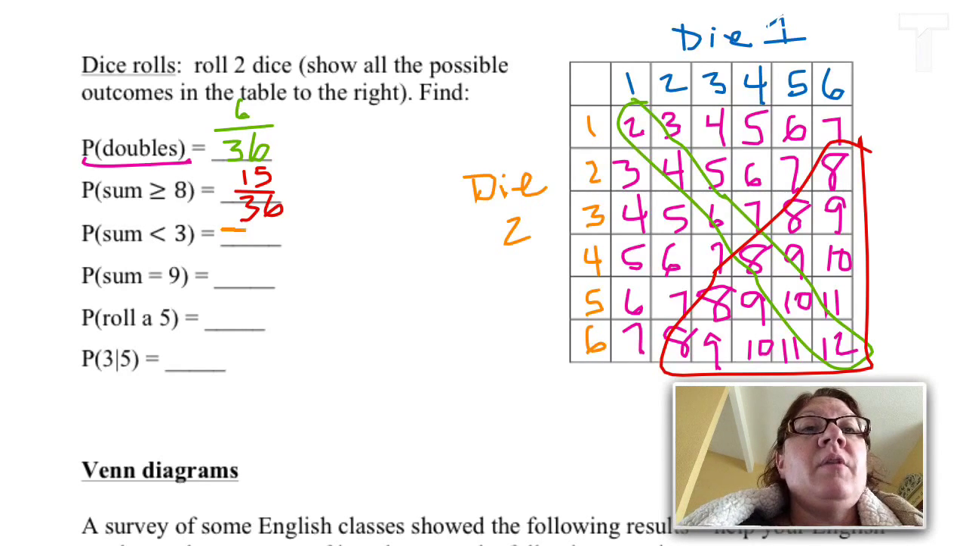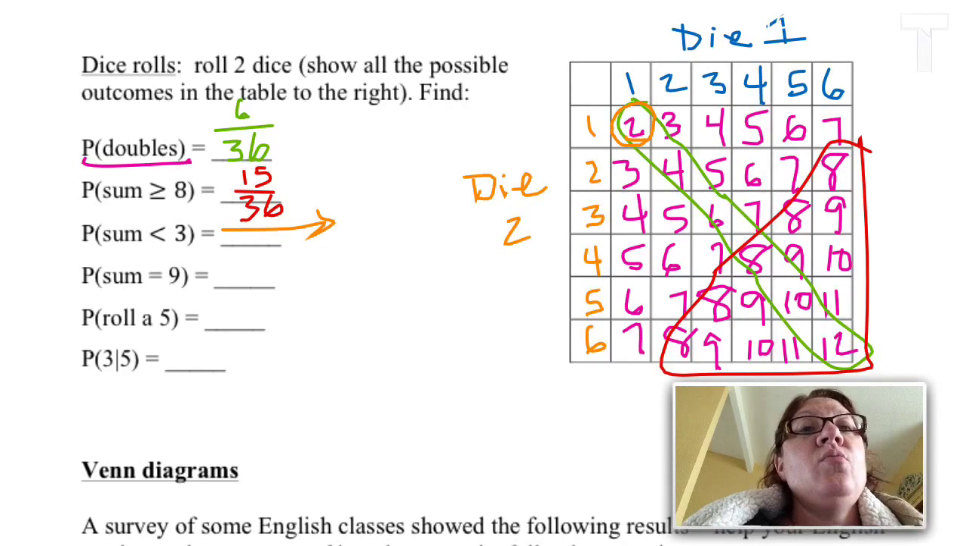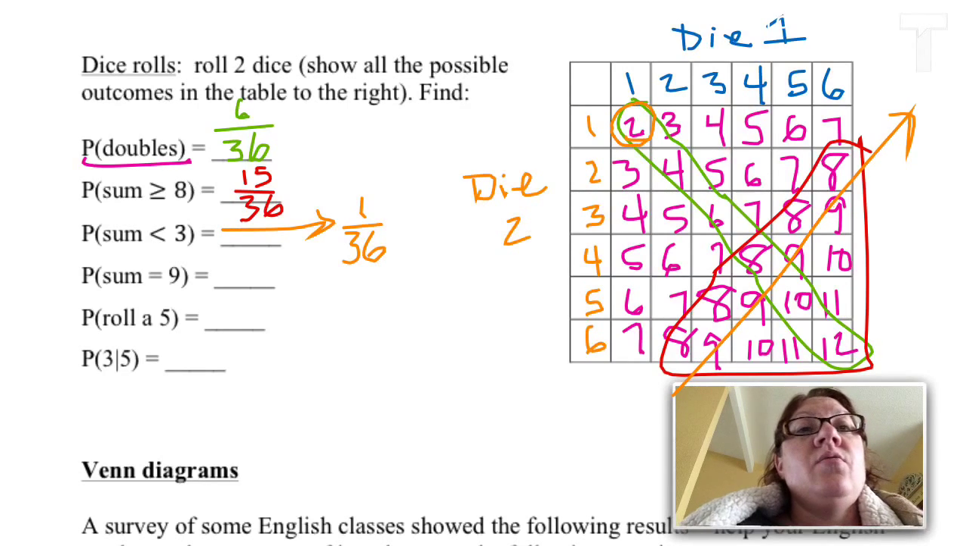If I look at the sum less than 3, well, I only have one sum that's less than 3. That's the sum of 2. So 1 out of 36. Notice it doesn't contain an equal to sign, so I can't count the 3's. A sum of 9, that would be those 4.